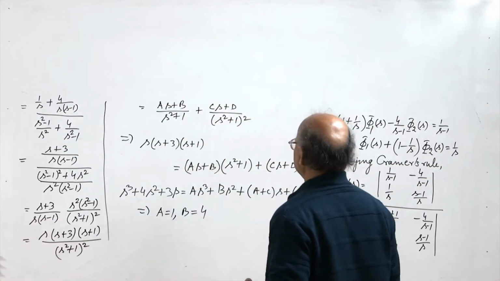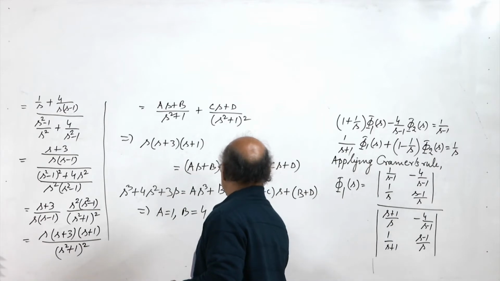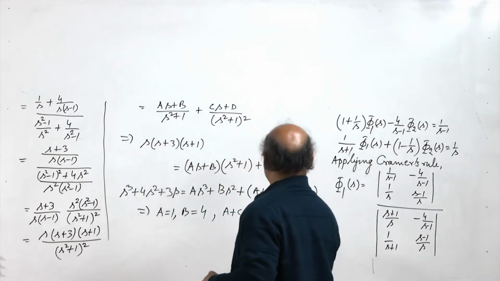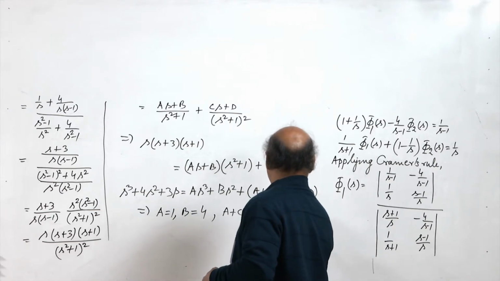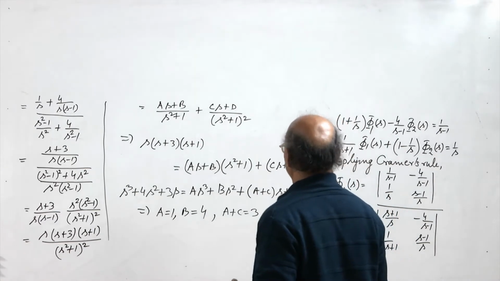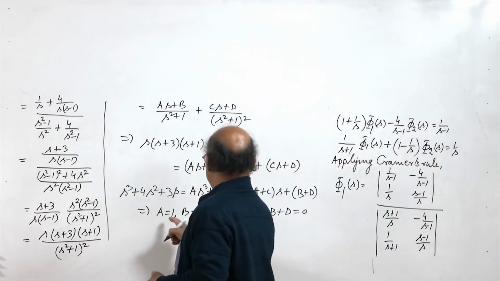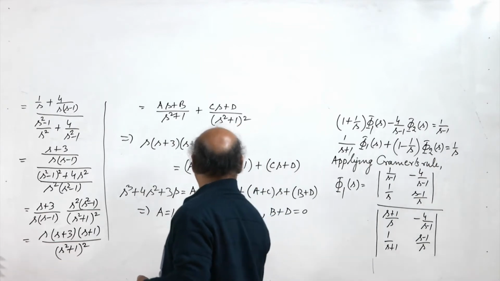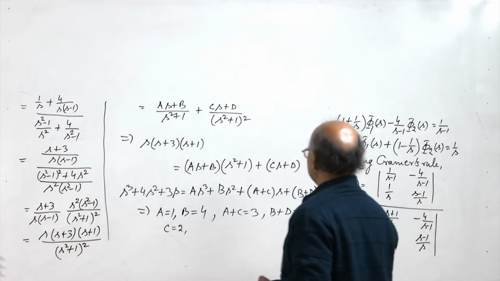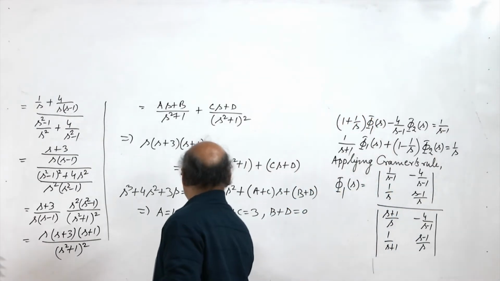Now equating the coefficient of s, we have a plus c equal to 3 and we have b plus d equal to 0. So we have 4 equations. We will have the values of all the 4, a, b, c, d. So a equal to 1 gives you c equal to 2, and b equal to 4 gives you d equal to minus 4.